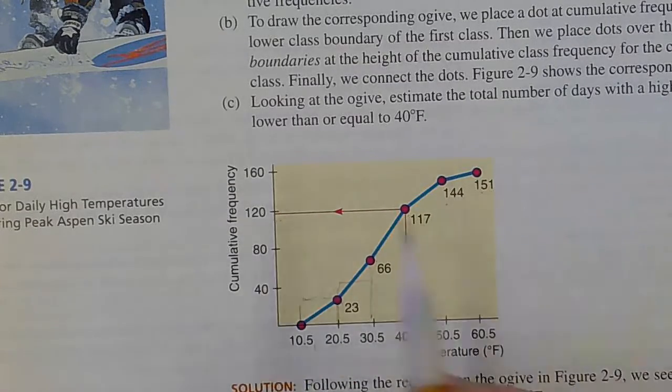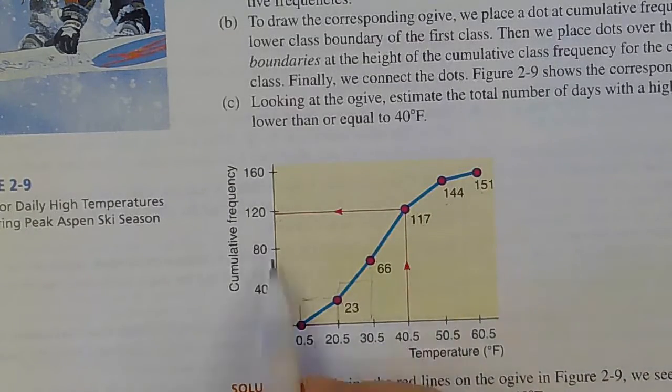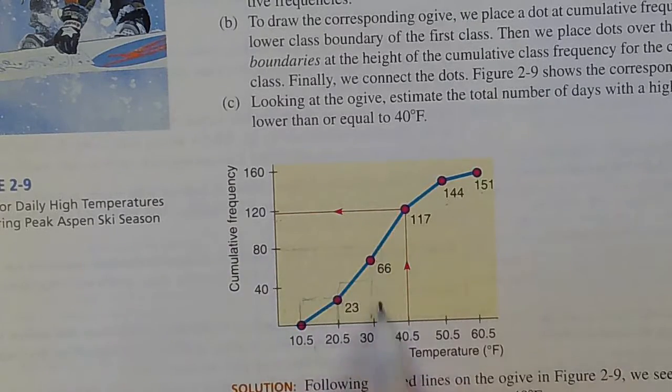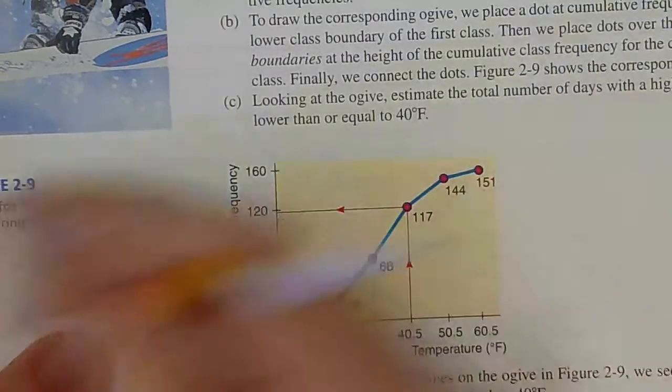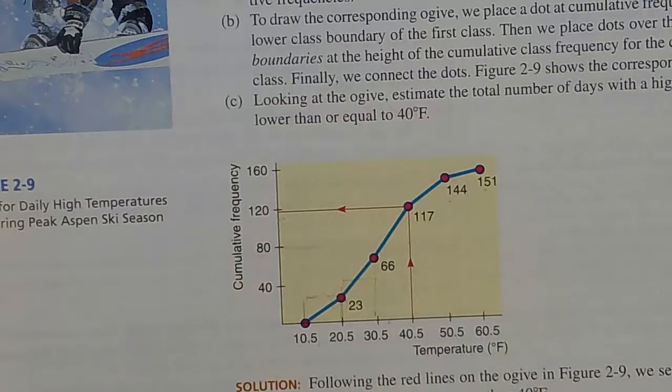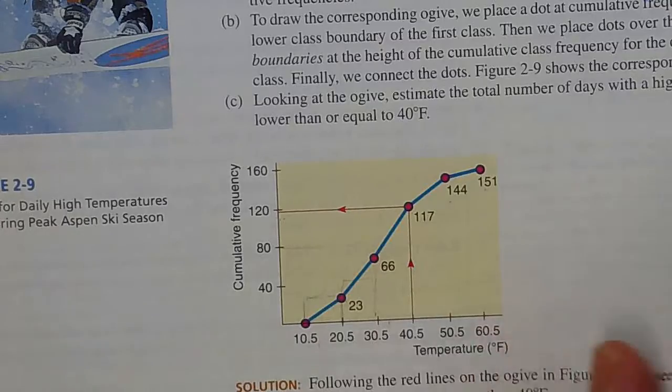They may even ask, what do you think the temperature was when they had 80 days? So you'd go across to 80 to this line and go down, and the temperature that corresponds to it is around 32 degrees. All right, so there's an ogive, and like I said, we'll have a chance to follow up with that in the OTI and get some more experience with that.